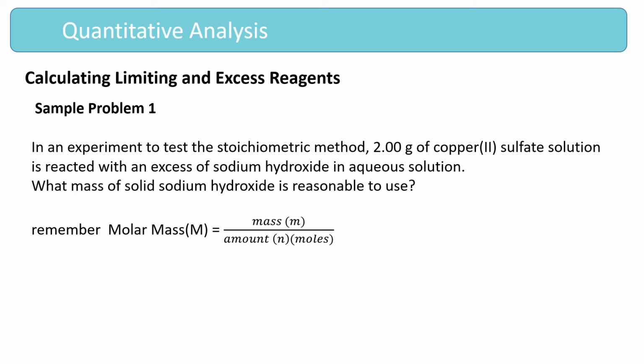Now let's look at a sample problem. In an experiment to test the stoichiometric method, 2.0 grams of copper(II) sulfate is reacted with an excess of sodium hydroxide in aqueous solution. What mass of solid sodium hydroxide is reasonable to use? Now we remember the formula: molar mass, capital M, is equal to mass, little m, divided by the amount, n, in moles.